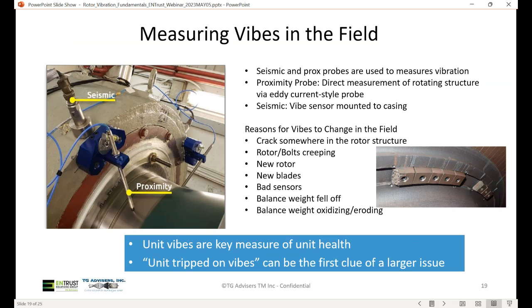Vibrational characteristics of rotors in the field can change over time. A crack can develop in the rotor structure. Rotor or rotor bolts could creep. A new rotor could have been installed in the unit, which has different characteristics. New blades could have been installed, causing vibrational issues. A sensor could fail. A balance weight can fall off, or consistent with the picture on the right, balance weights can actually lose mass and not be effective in correcting any known vibration issues.